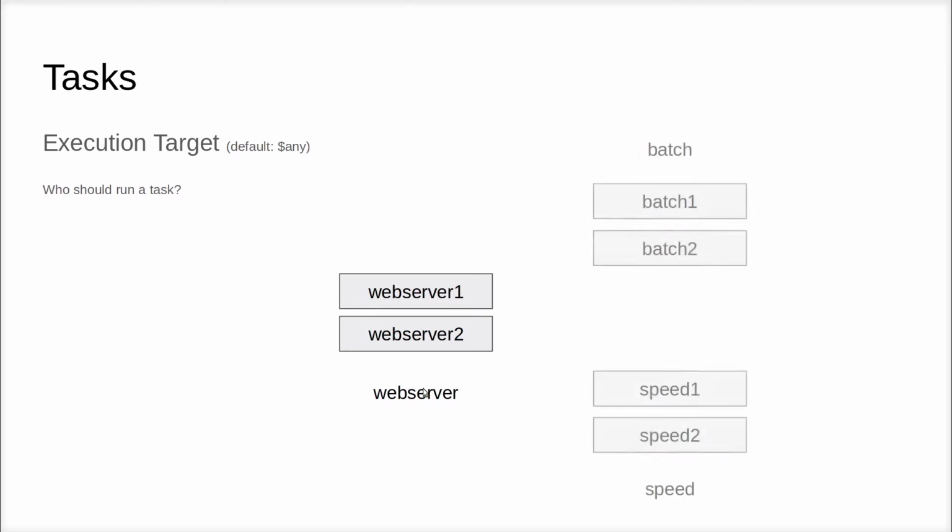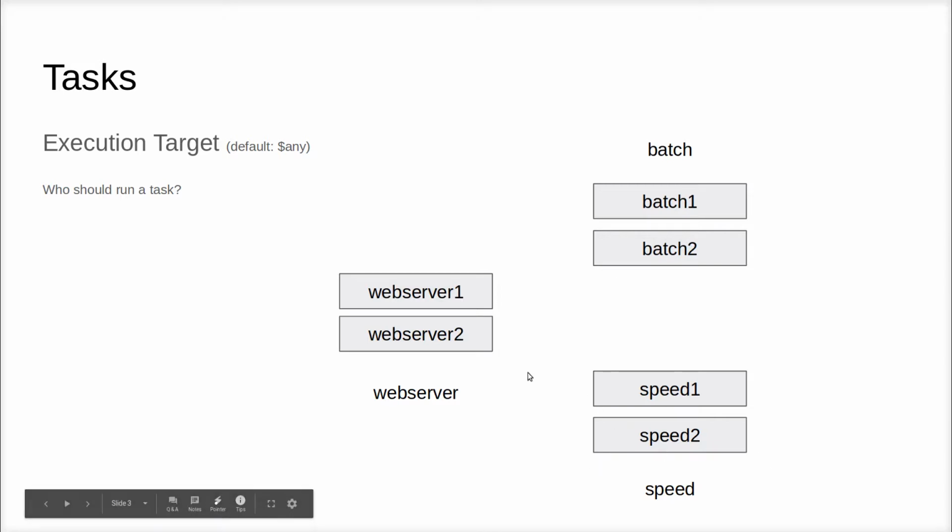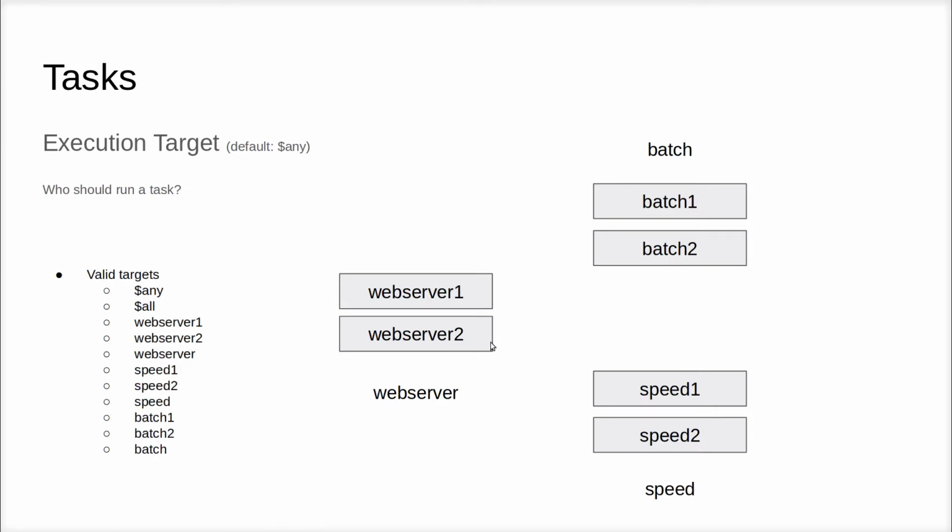Obviously, this becomes more interesting if you have multiple clusters. For example, the web server layer could actually create a task that is picked up by the batch or a specific batch server as well, or for example by a speed layer or whatever other setup you have. So in this particular setup, all of these are valid combinations, targets, and there's one that I haven't talked about yet. It's the $all. You can actually submit a task that is run by all servers.